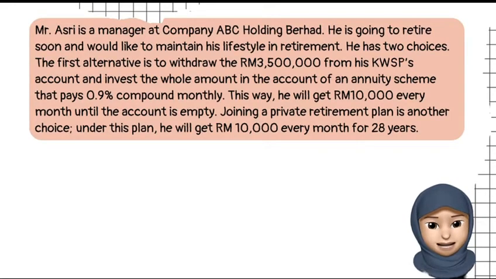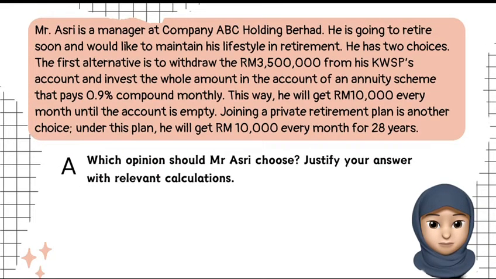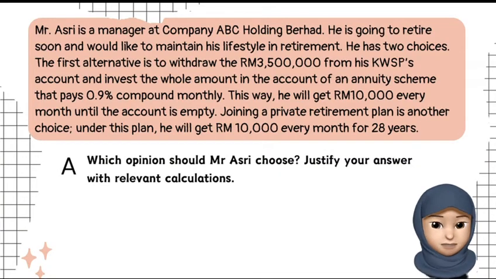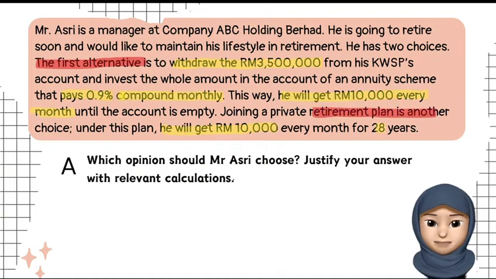Joining a private retirement plan is another choice. Under this plan, he will get 10,000 ringgit every month for 28 years. Question A is, which option should Mr. Asri choose? Justify your answer with relevant calculation. We have to compare the two options and list down all the information given.